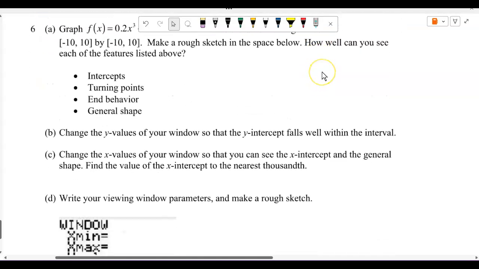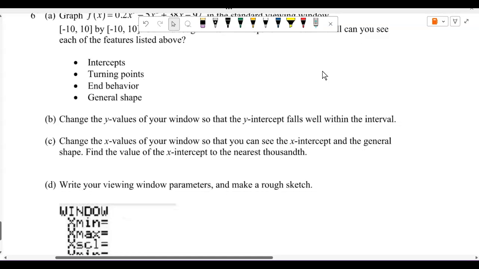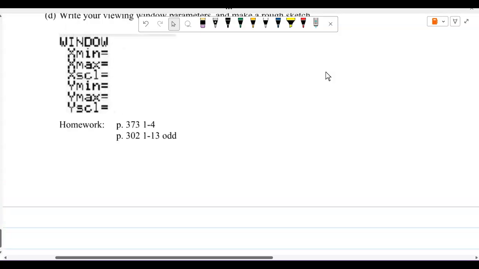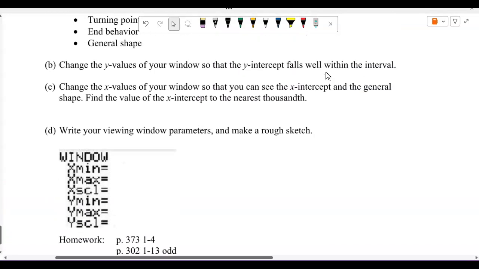Window setting. You know how to do that, no? Okay, so I think so. Again, this homework is from that.